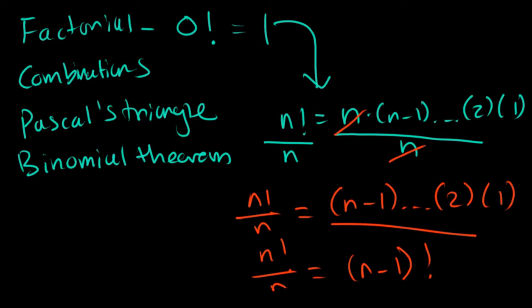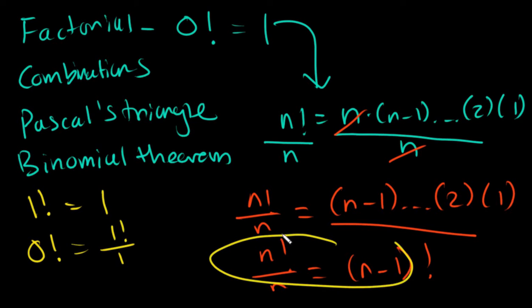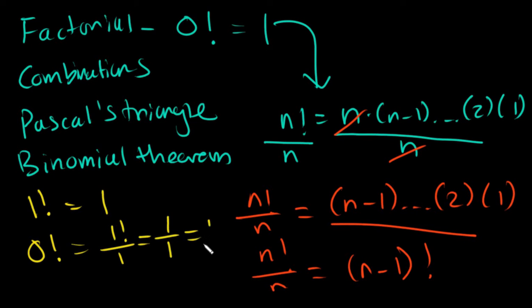Well, 1 factorial is just 1 down to itself. So what is 0 factorial? That ought to be 1 factorial over 1, just by this identity. 1 factorial over 1 is 1 divided by 1, which is still 1. So that is a way you can show that 0 factorial is 1.